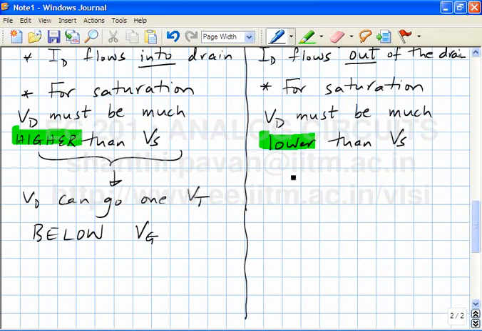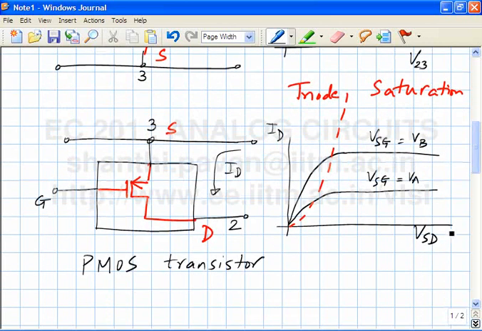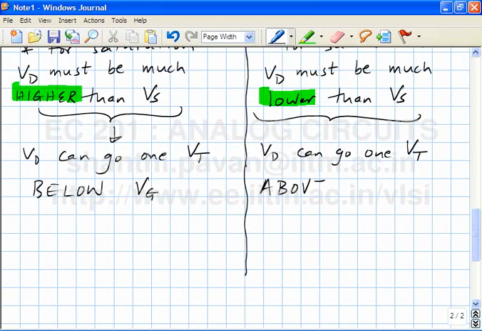Now what happens here? In a PMOS transistor, by the same token, VD can go 1 VT. When I am pushing the transistor into the triode region, when VSD is becoming too small, correct? So if you look at this, you are pushing the transistor into triode when VSD is becoming close to 0. And you know that VSD is positive. So if VSD is becoming 0, it means that the drain is coming towards the source. VD can go 1 VT above VG.